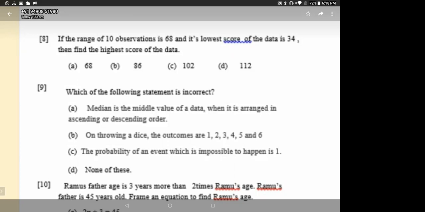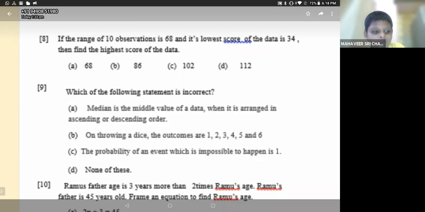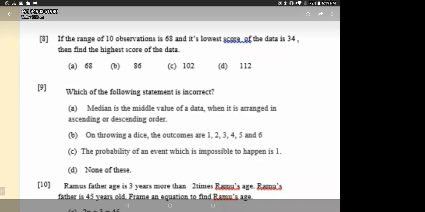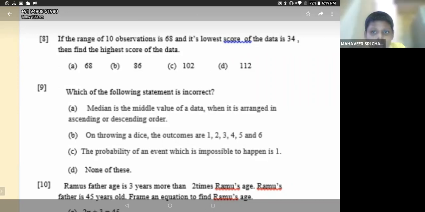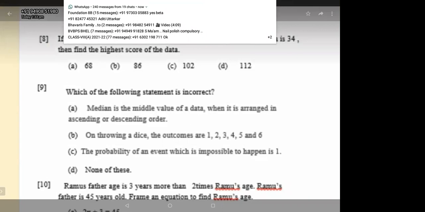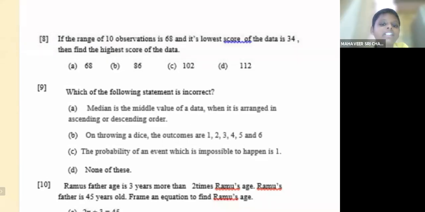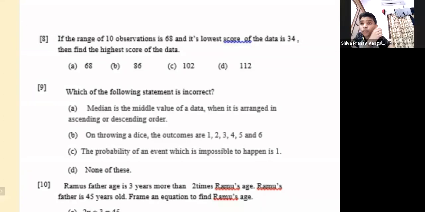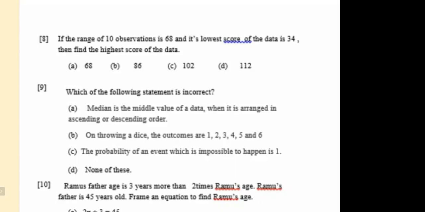Take the highest score as x. Children, x minus 34 equal to 68. X equals 68 plus 34. Nana, 68 plus 34 we need to do. So what is the value, 1 or 2? The highest score is 102. Yes, ma'am. Very good. The range of 10 observations is given as 68. So 34 plus 68, it is 102.